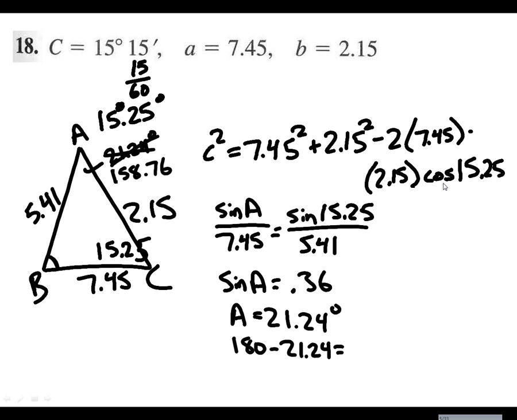Let's subtract from 180, and we end up with 6.01 degrees for B. We have to be careful and look at our angles and make sure that the largest side matches up with the largest angle. Remember, anytime we do the inverse sine, we get not just one, but two different angles. So we have to be smart about which one to use.